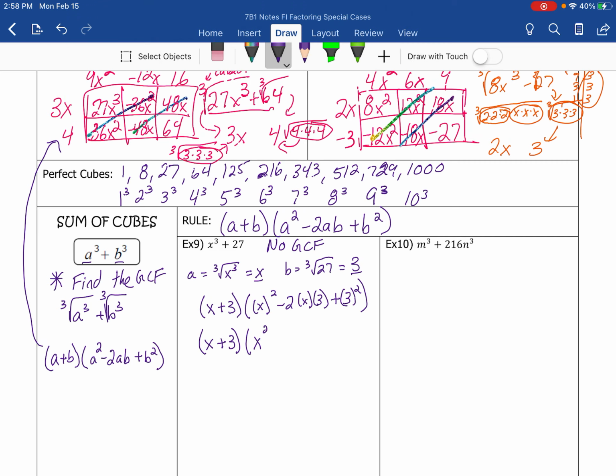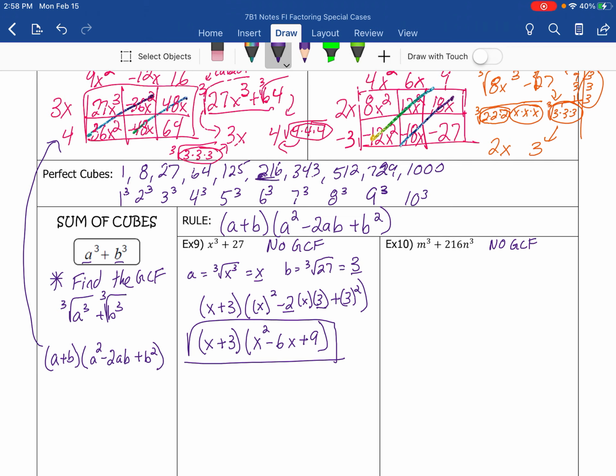And I'll put all this in parentheses because I want to remind you of something. Then you just simplify from here after using the formula. So it's going to be x plus 3. X squared is just x squared. Negative 2 times 3, I can multiply those, is going to be negative 6x plus 9. And there's my final answer.